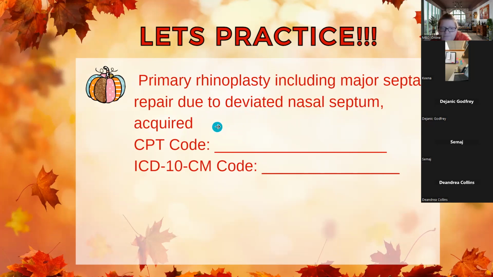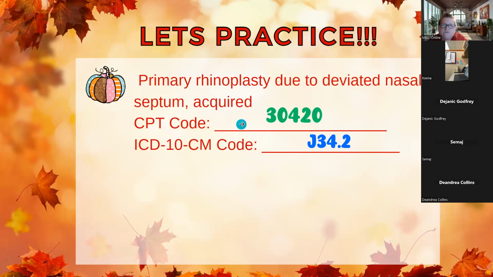Okay, so you look for primary, you look for rhinoplasty in your alphabetic index of your CPT coding book, and it'll lead you to code 30420. In your ICD-10 code, you will look for probably maybe deviated septum, possibly even nasal septum. You could probably go either way.